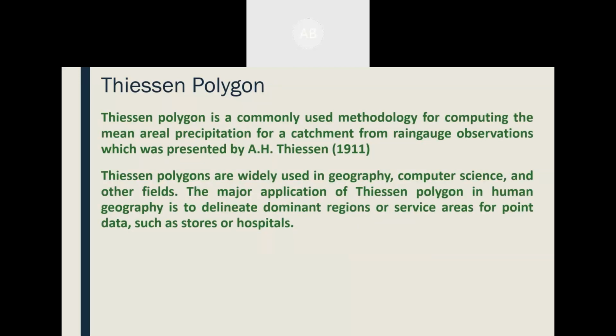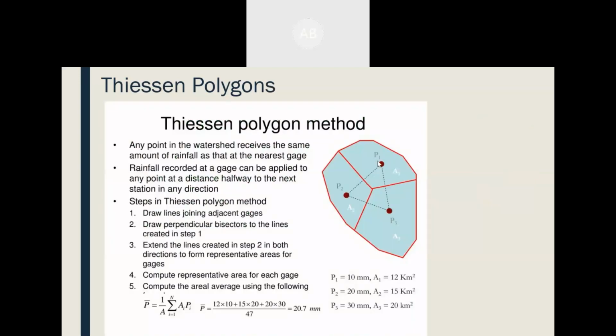That means some point data. If you want to distribute the values of some point data over a polygon, so in this case, what is our point data? Our point data is these rainfall values in P1, P2 and P3, and the polygon is the watershed that you see here. And then you want to distribute in such a way that you have an average value.